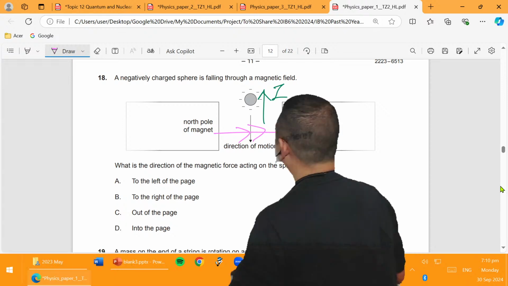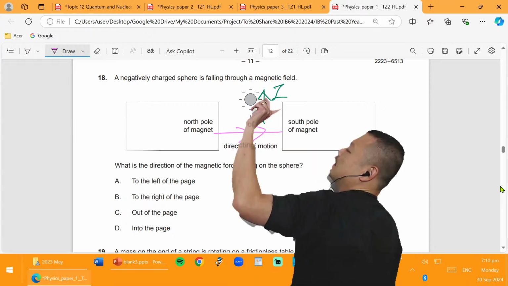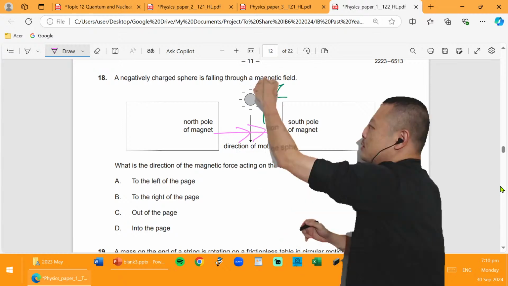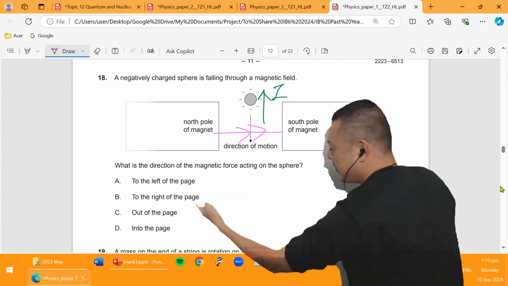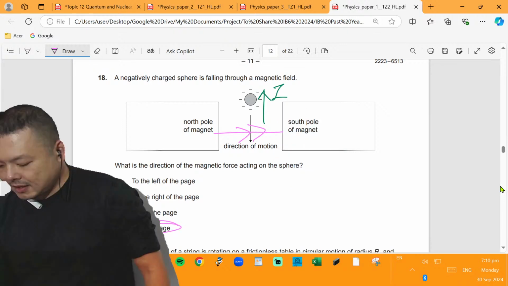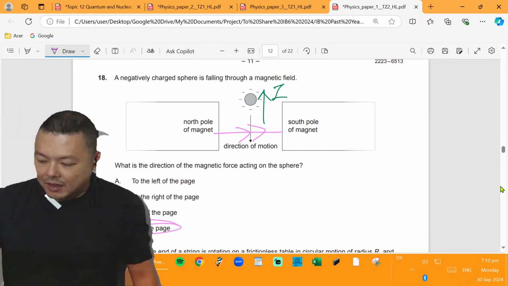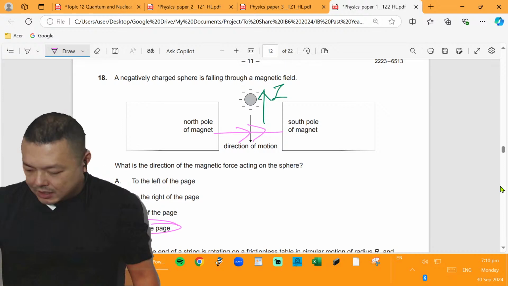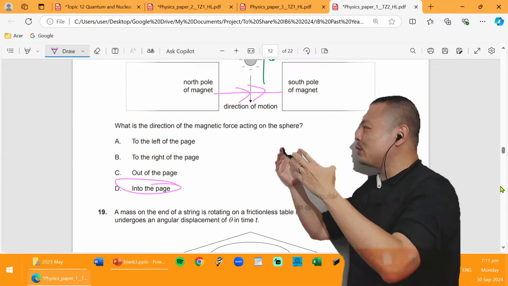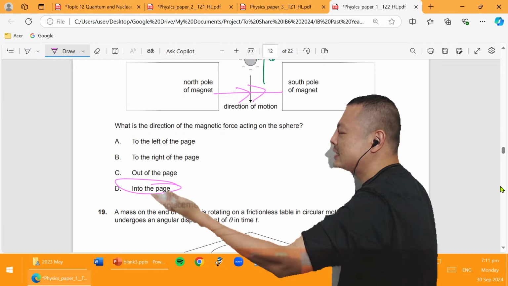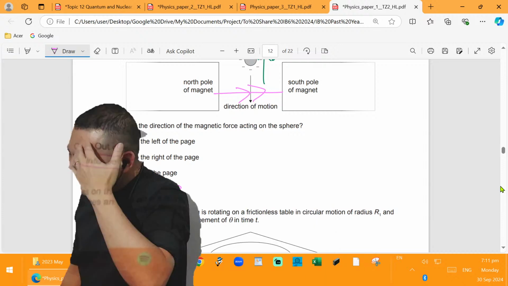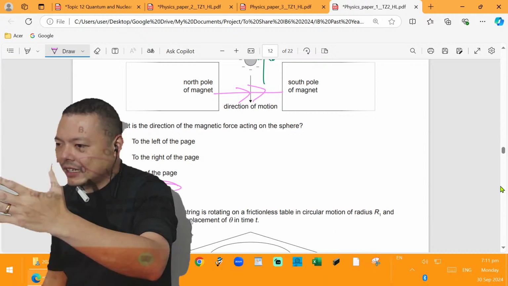Current points up, field points from north to south, right? So the force is in. So this charge will deflect into the page. So this is your answer. You confuse magnetic field and magnetic force. You think they will be so dumb to create this whole diagram for you just to say that the magnetic field points to the right? This one is careless. Careless cannot cure one.